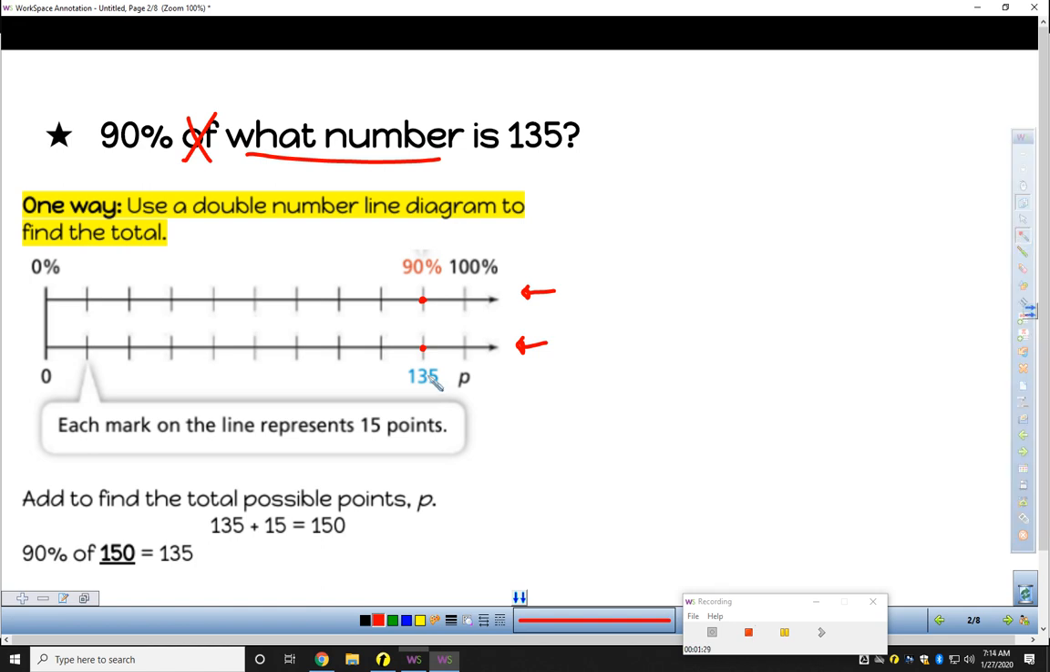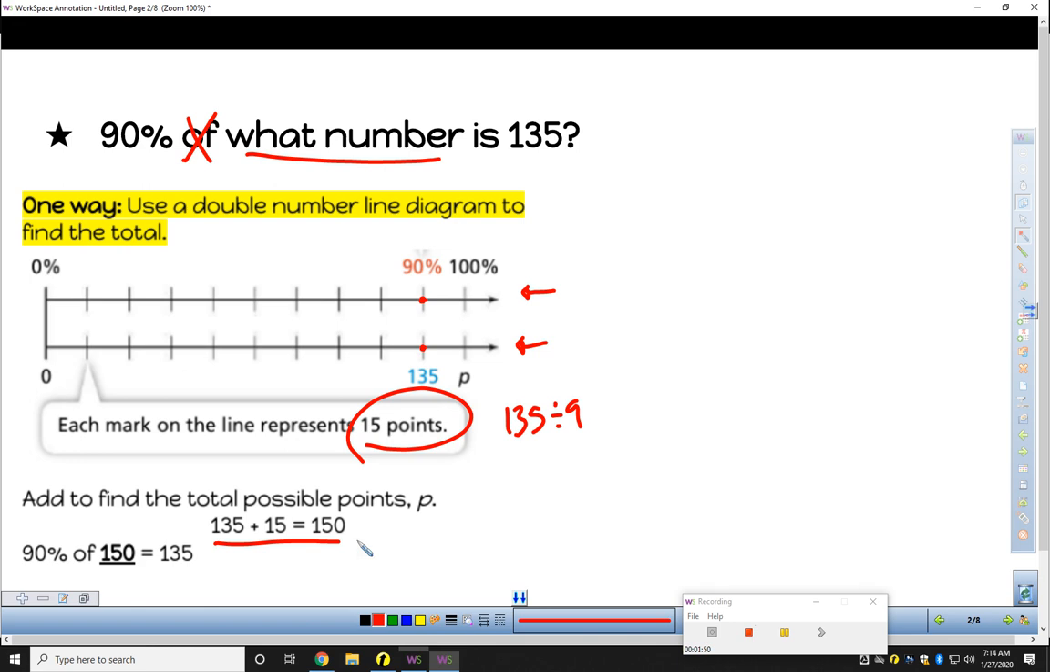And so you figure out, well, if 9 sections is 135, I wonder what just one section would be worth. And so to get this answer of 15, that's the math that you would do. And then to figure out how much 10 sections, how much 100% would be worth, you just add on the 15 to 150. If you are having questions about using a double number line, please come and see me.